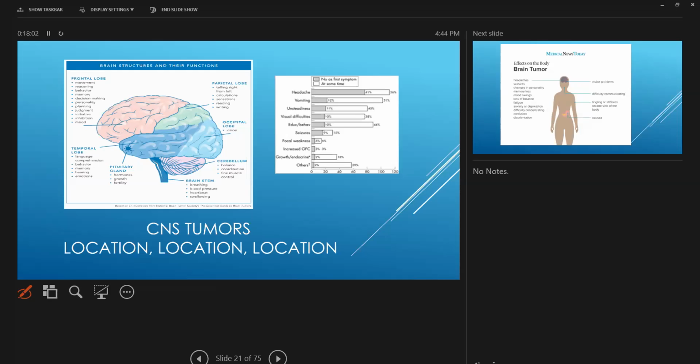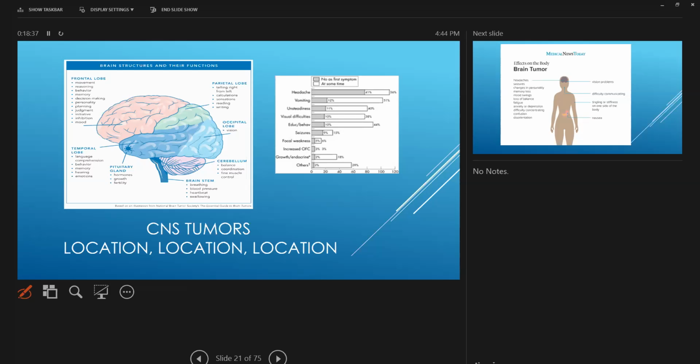Here's some of the structures of the brain, right? We've seen these before in anatomy, but you've got your frontal lobe, and we know that that's responsible mostly for decision making, personality, judgment, that kind of thing. So if there's some sort of a tumor in that location, it's going to cause problems here. And so some of these we might not traditionally think of as headache or seizure symptoms, but they'll come up because of the location that they're affecting.